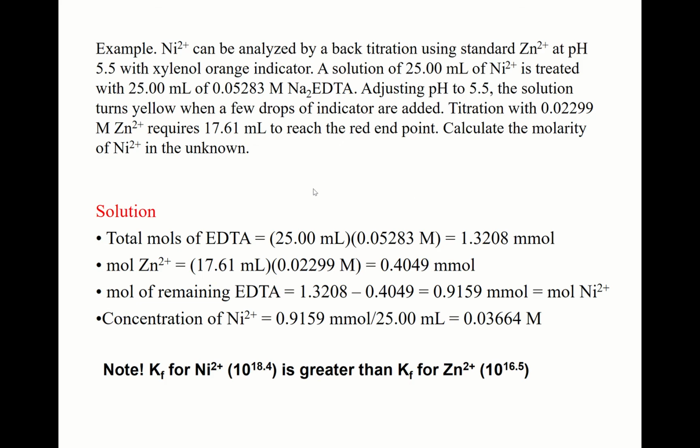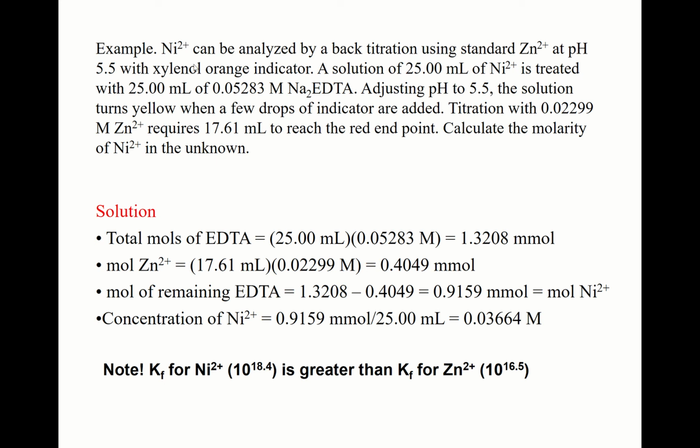Here is an example. Nickel ion can be analyzed by a back titration using standard zinc ions at pH 5.5 with xylenol orange indicator. A solution of 25 ml of nickel ion is titrated with this amount of EDTA. This is excess. Adjusting pH to 5.5, the solution turns yellow when a few drops of indicator are added. Titration with 0.02299 molar zinc ion requires 17.61 milliliters to reach the red endpoint. Calculate the molarity of the nickel ion in the unknown. You understand?